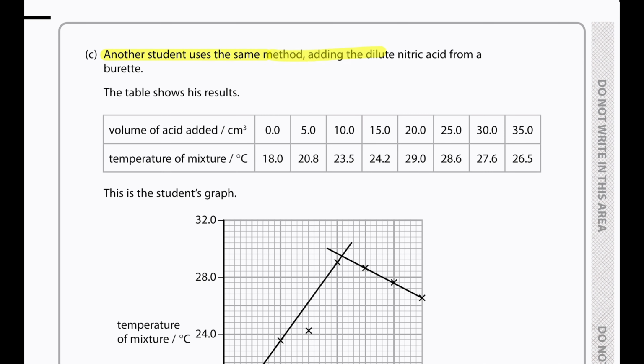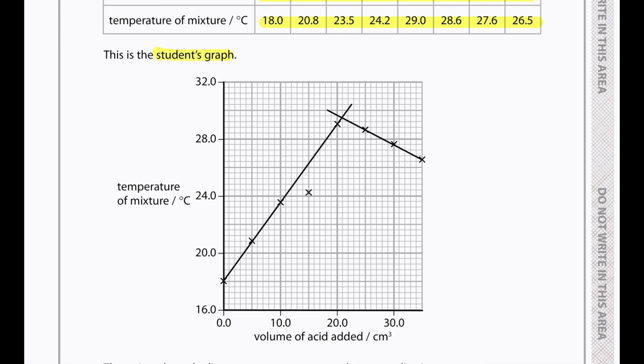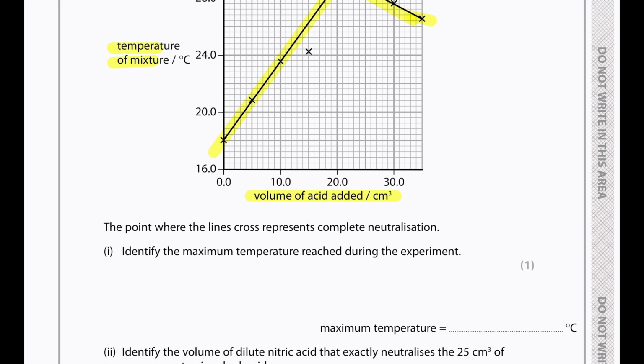Another student uses the same method, adding the dilute nitric acid from a burette. The table shows the result and the temperature of the mixture. The student's graph is represented below: volume of acid added and temperature of the mixture. Both of the lines intersect, and we can get the maximum temperature rise and also the volume of acid that causes the neutralization. Identify the maximum temperature rise during the experiment.